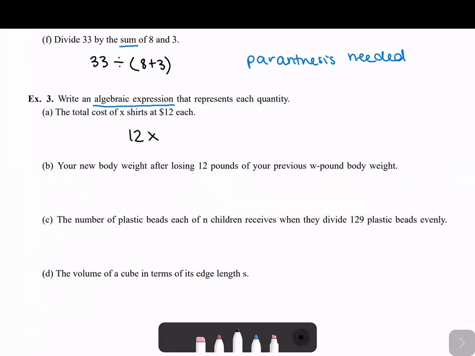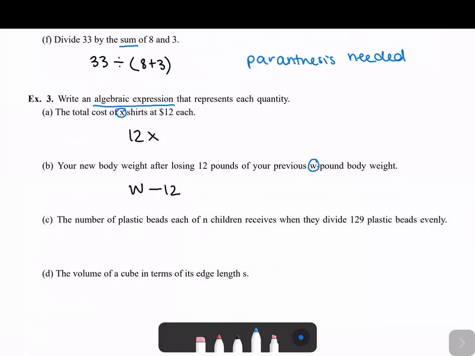Okay, the next one, we are trying to find our new body weight after losing 12 pounds of our previous W pound body weight. So we started at W and then we went down 12. So here, I'm just going to circle all of the variables that these sentences give us.